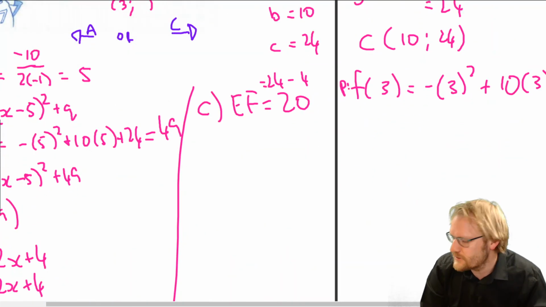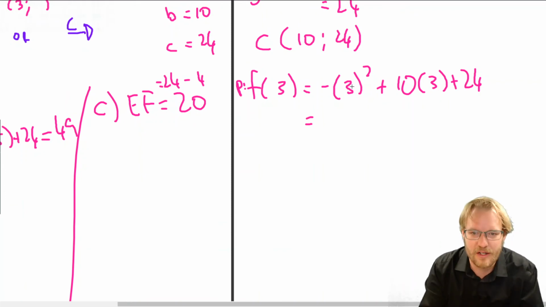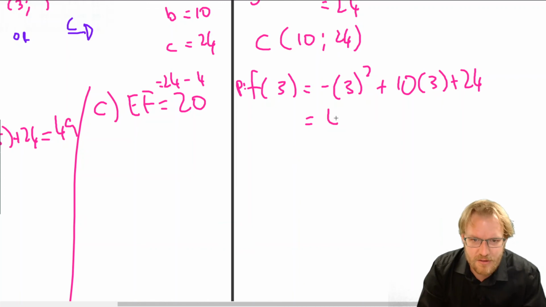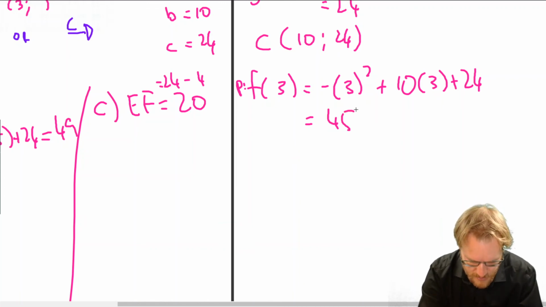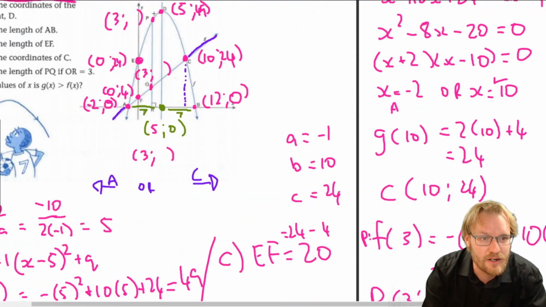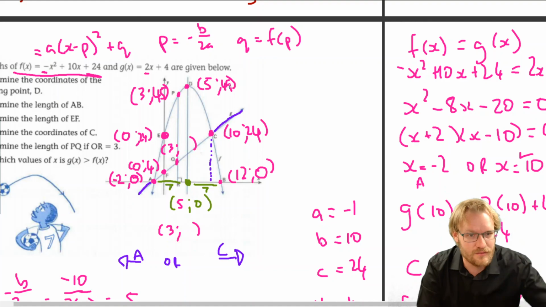Let's scroll down so that it's visible. Might as well just calculate it. Minus 9 plus 30 is 21, plus 24 is 45, right? Always worthwhile to check it. Minus 3 squared plus 10 times 3 plus 24, 45 it is. So we know that point P is (3, 45). It's captured in our diagram straight away. As I said, diagram not to scale, but definitely 45 is lower than and less than 49.